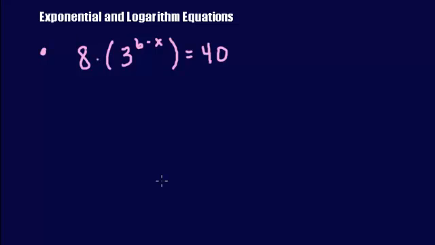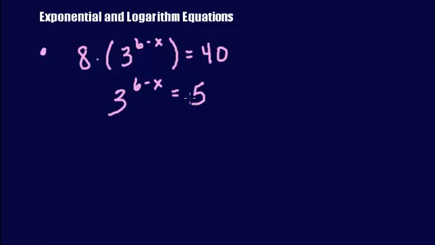Alright, this one has the same feel to it as the previous example. I just chose this one because it had a 3 instead of an e, and I thought it might look a little different to you. I'm going to divide both sides by 8. My major goal is to get x by himself once again, so I'll get that 8 moved over to the other side. I'm going to have 3 raised to the 6 minus x equals, and then I'll divide both sides by 8, so I'll get 5 on this side.